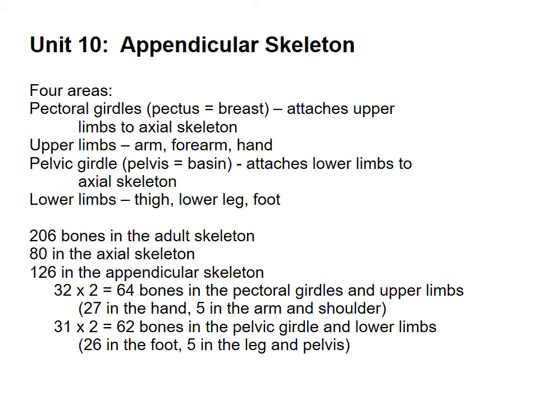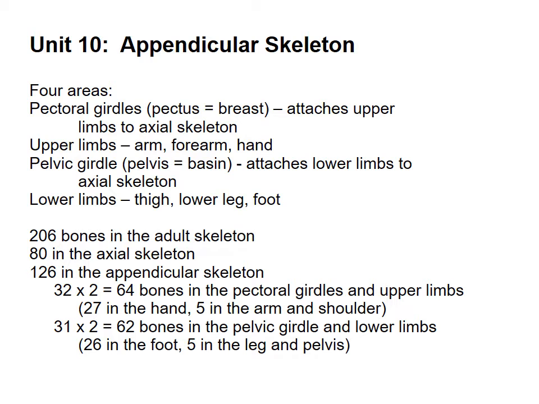Hey guys, we're doing the appendicular skeleton. That means the appendages, which are things that are hanging off of the trunk or the axial skeleton. So what you have are the arms and legs, basically. There's four areas that we're going to talk about.